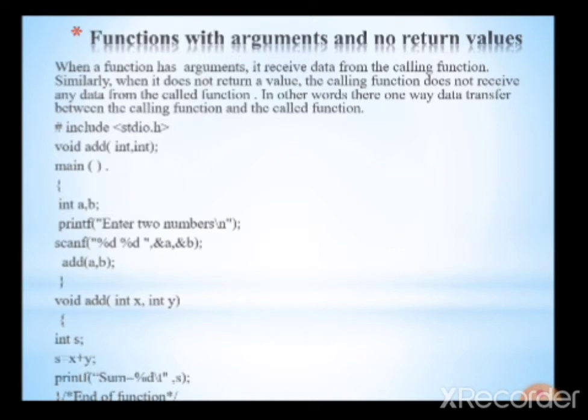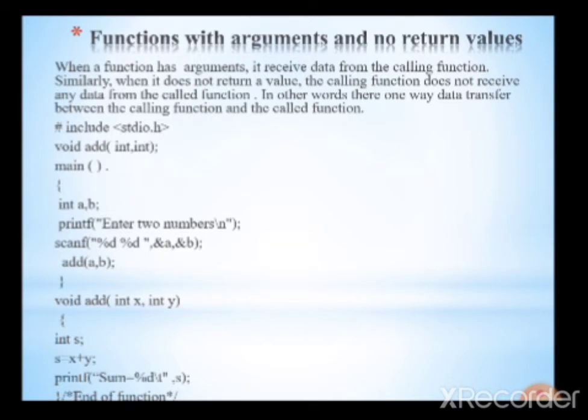See the function definition. Here also the return type is void, then the function name, and 2 integer values, int x and int y. The value of a is copied to x, and the value of b is copied to y. So now x takes the value of a, y takes the value of b. So there is a data transfer from calling program to called program.